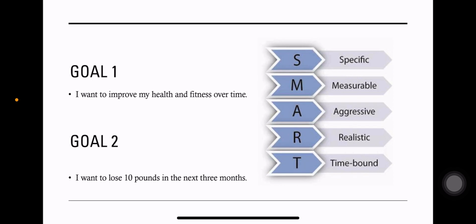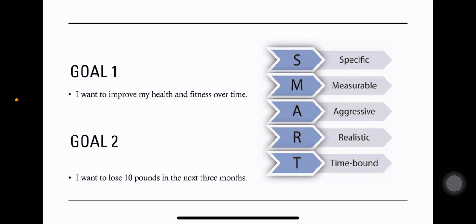Both of them are goals. But the difference is the first one, goal 1, is not that specific. It says to improve my health and fitness over time. How they are going to improve, they don't know. They just want to improve it. That's it. It's not specific. But when you see goal 2, it says, I want to lose 10 pounds in the next 3 months.